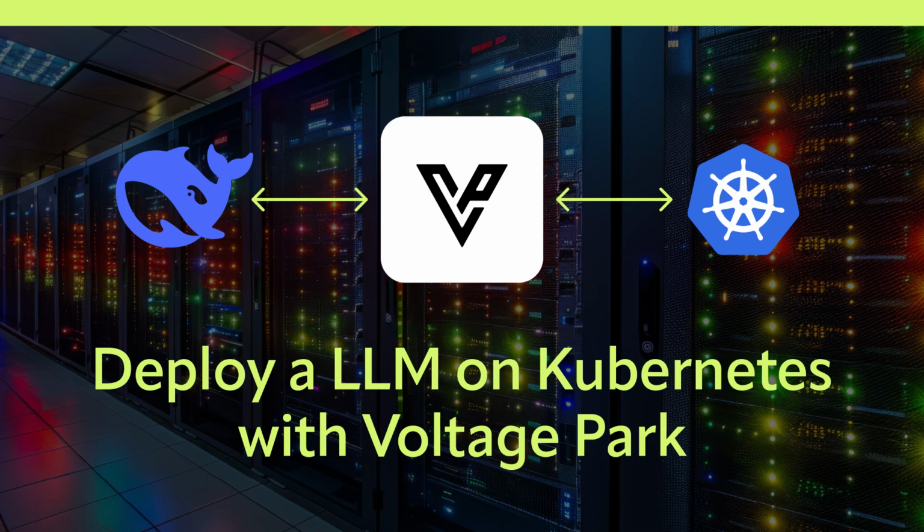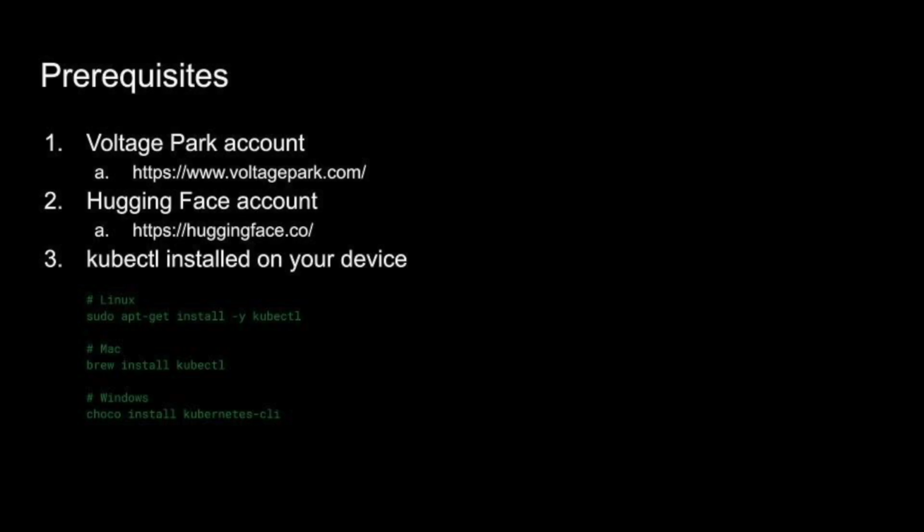Today, I'm going to show you how to deploy a cutting-edge LLM on Kubernetes in less than 150 lines of code. You'll learn how to spin up a Kubernetes cluster with NVIDIA H100 GPUs using Voltage Park, fetch your Hugging Face token, apply your YAML manifest, and even interact with the model via a slick web UI. Let's get started. Before jumping in, make sure you have a Voltage Park account, a Hugging Face account, and kubectl, the Kubernetes CLI tool, installed on your device.